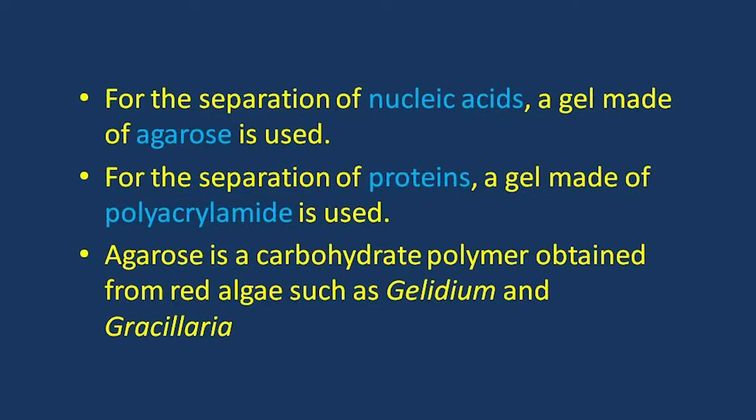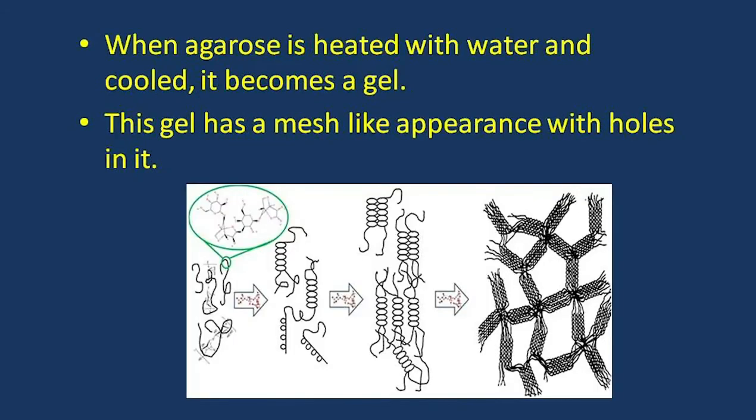Agarose is a carbohydrate polymer obtained from red algae such as Gelidium and Gracilaria. When agarose is heated with water and cooled, it becomes a gel. The gel has a mesh-like appearance with holes in it. When DNA fragments go through the holes, the small fragments can easily go through the holes, whereas the large ones cannot. That is how DNA gets separated in the gel.